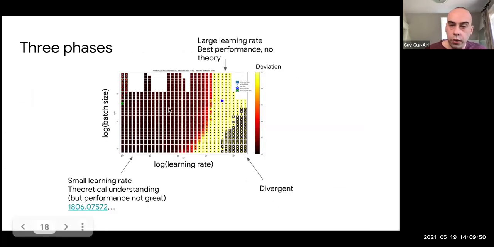So I'm going to argue that there are actually three phases here with genuine phase transitions between them, including critical exponents that we can calculate. There's going to be a small learning rate phase where there's good agreement with theory. There's going to be a large learning rate phase where we get the best performance, but we have to develop new theory. And then there's going to be a divergent phase where the optimization doesn't actually work.